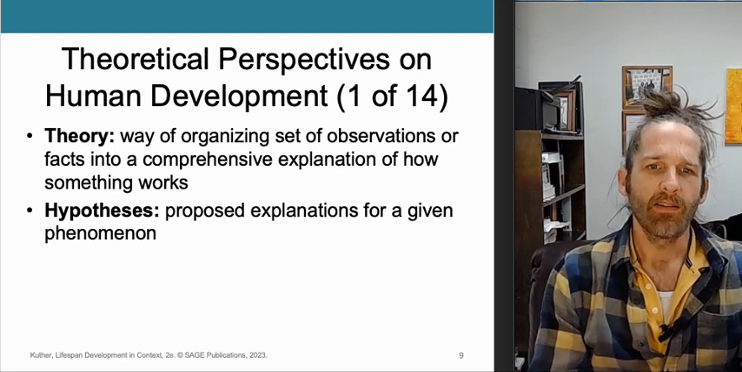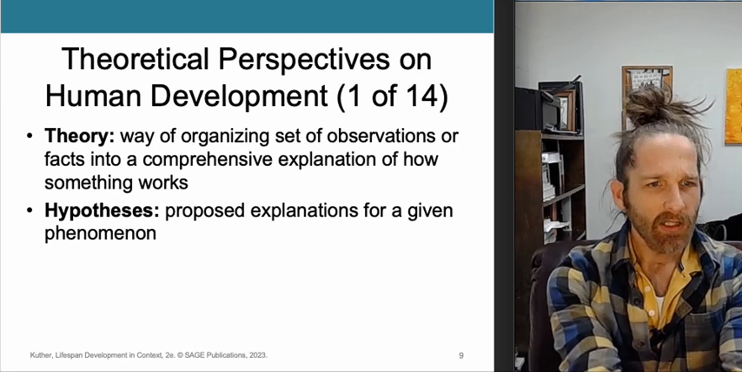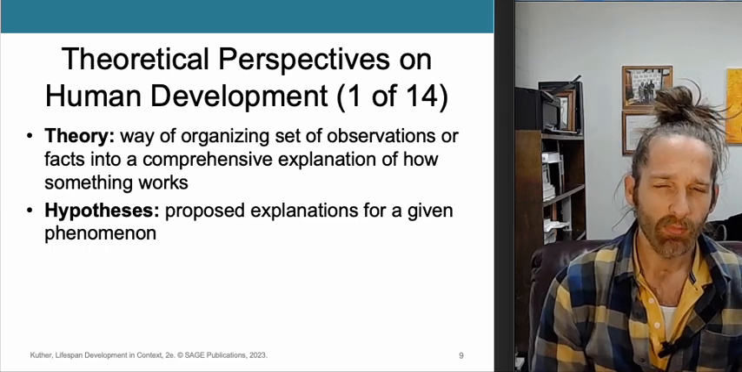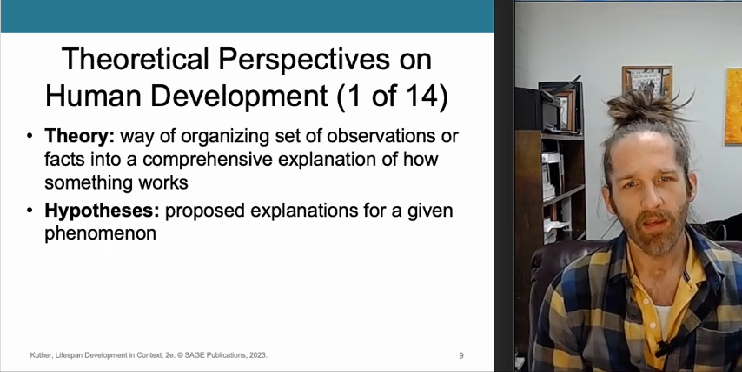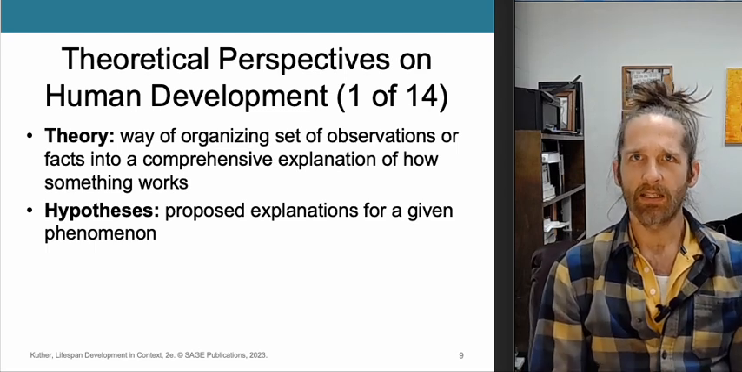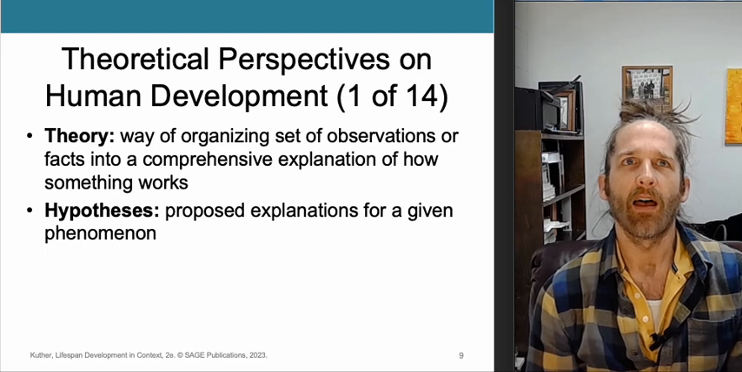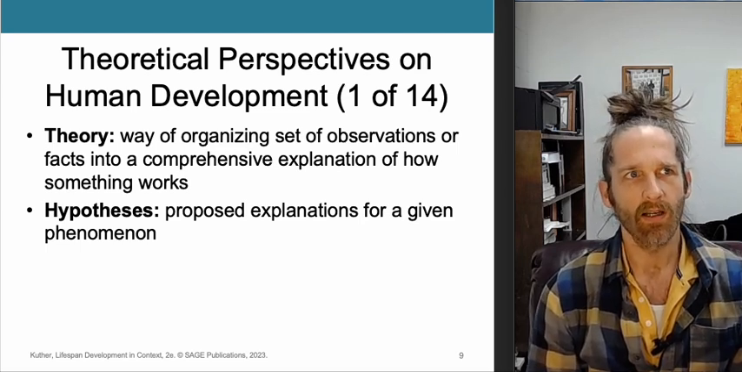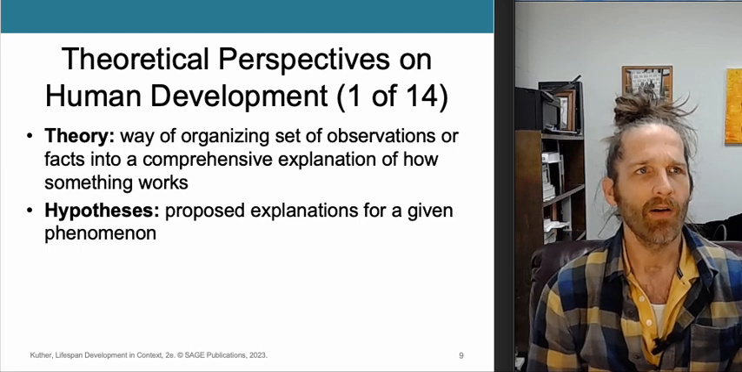All right, so perspectives on human development. Before we look at those perspectives, a couple of concepts, a couple of vocabulary words. A theory, well, let me use hypothesis first. A hypothesis is an explanation about why something occurs. It's a statement about the nature of reality.